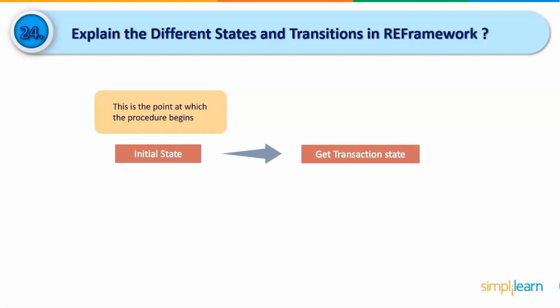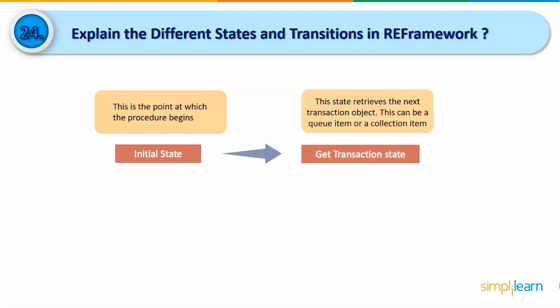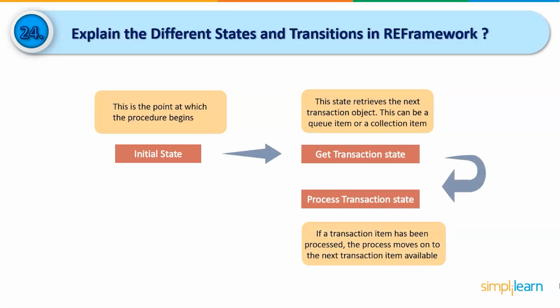Next, we have get transaction state. This state retrieves the next transaction object. This can be a queue item or a collection item. Transaction items are queue items by default, but this can be modified to meet your needs. This is also when the developer can set the condition to exit the state when there are no items to process. Process transaction state: for the transaction item obtained in the previous step, it performs action logic in various applications. If a transaction item has been processed, the process moves on to the next transaction item available.